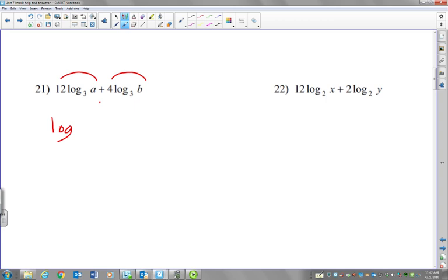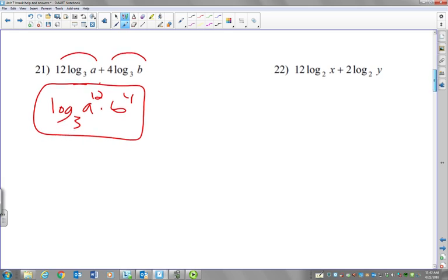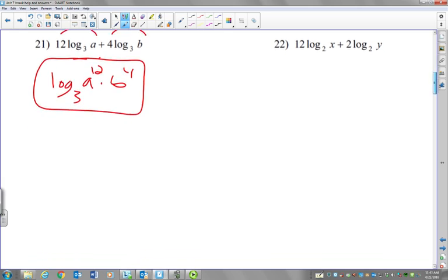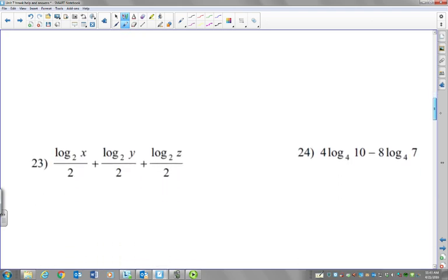Do log base 3, and then we'll do what? A to the 12 times b to the 4th. Compact, condensed as much as possible. So that was pretty fast, pretty easy. Moved the exponent and multiplied the a times the b.